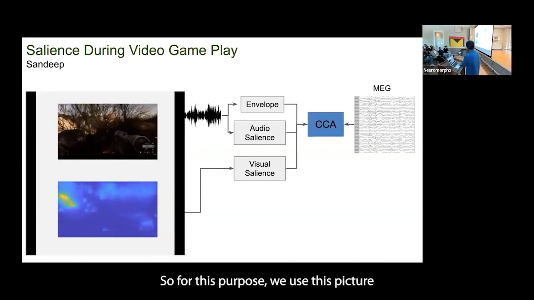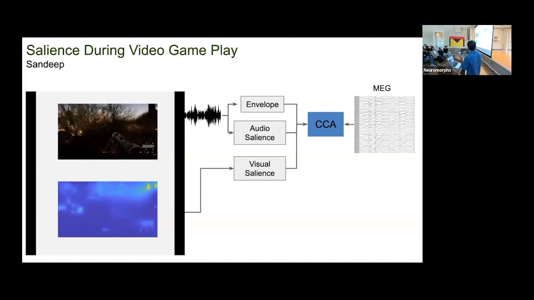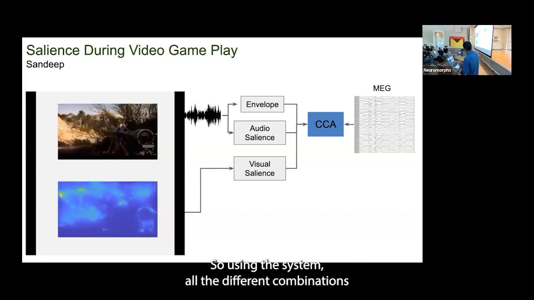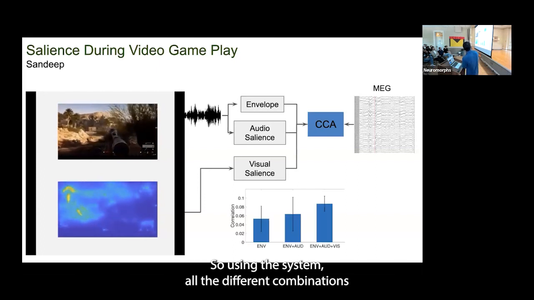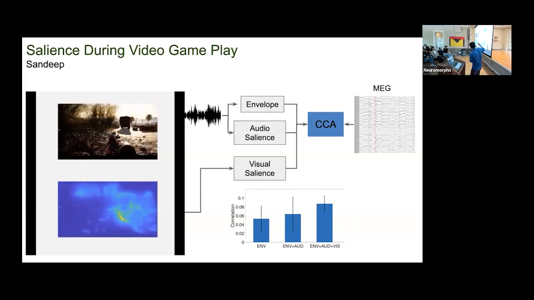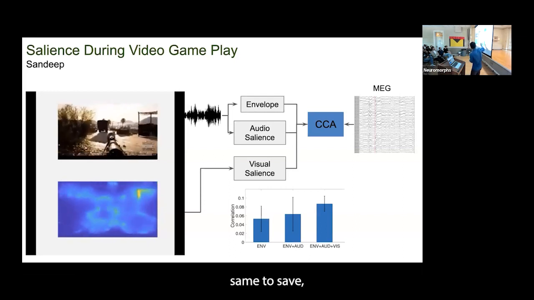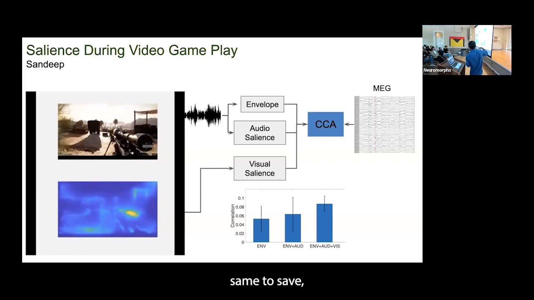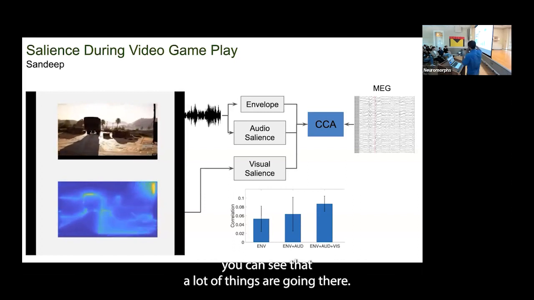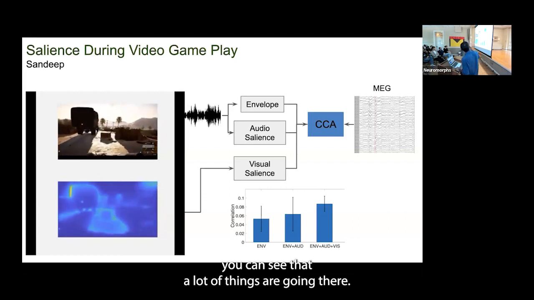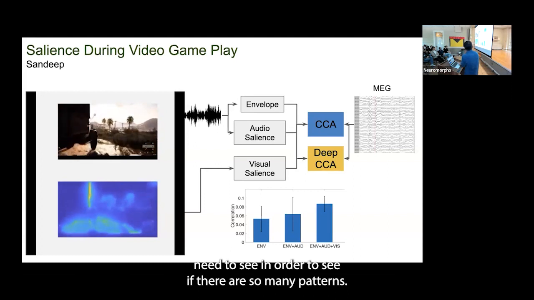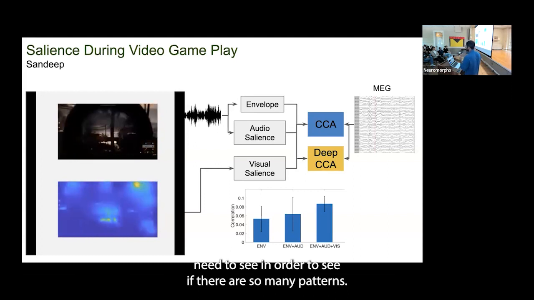So for this purpose, we use the CCA model, which basically rotates all the features so that they're correlated the best. Using the CCA model with different combinations of these features, we see that by adding the auditory salience, you can improve the performance, and the same with adding the visual salience. But there's a big gain coming from the visual salience because there's a lot of visual information there.